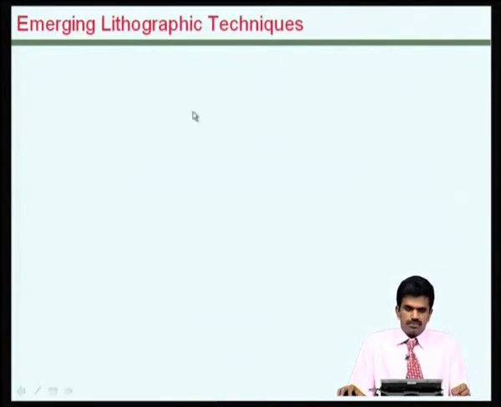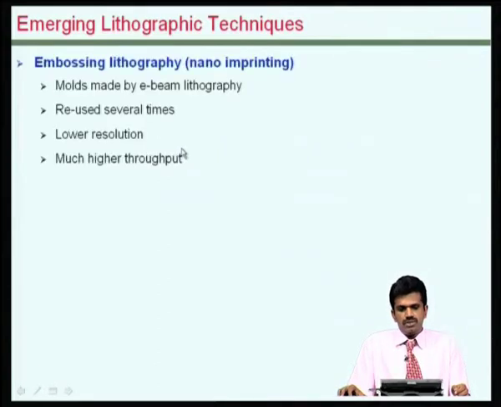In this context, it is interesting to note some of the emerging approaches for lithography. There are techniques such as nano imprinting which are emerging, which basically make use of molds made by e-beam lithography, which, as I mentioned, can result in high resolution geometries, and these molds are essentially reused multiple times so that we can get better resolution geometries at higher throughput.